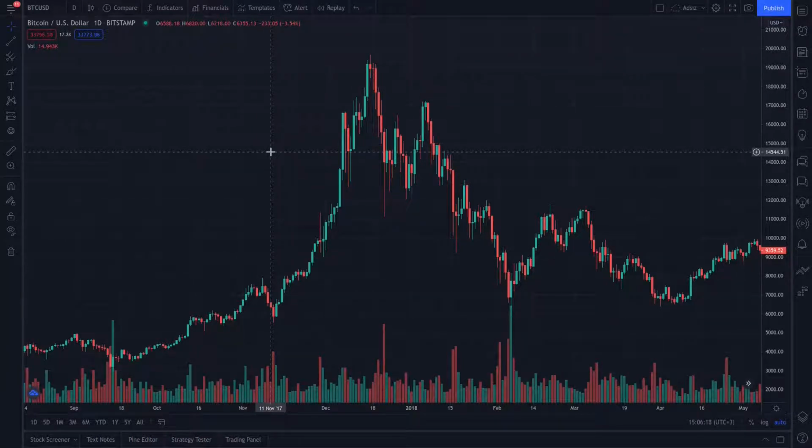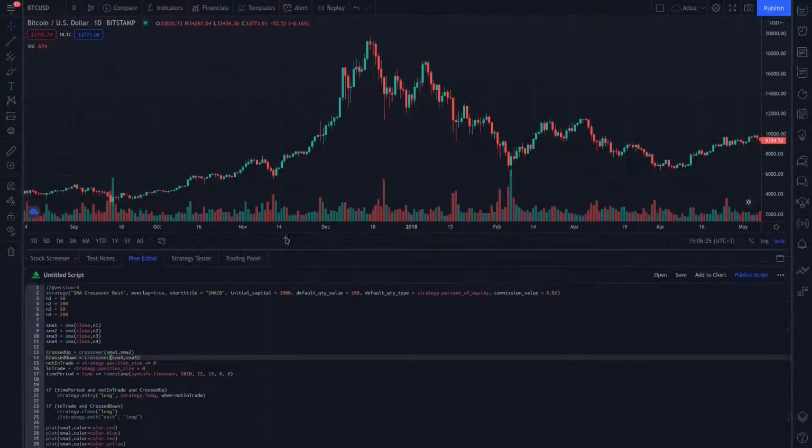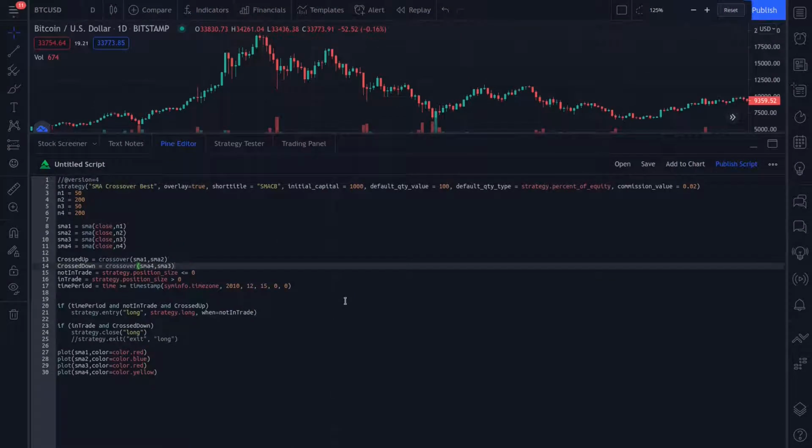Here's the Bitcoin chart. First, we need to copy and paste the Pine script. We look at the Pine editor, pull it up, and here's the script. Let me zoom in to show you what the script shows. We define 4 variables for the fast and slow periods of the simple moving averages: N1, N2, N3, and N4.